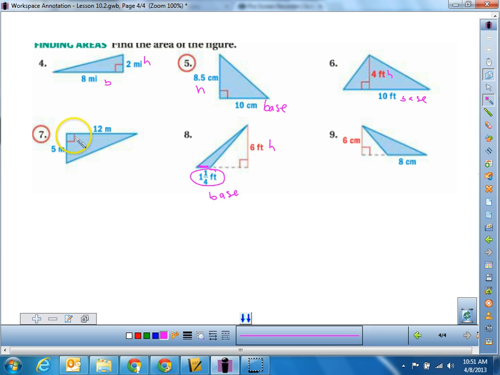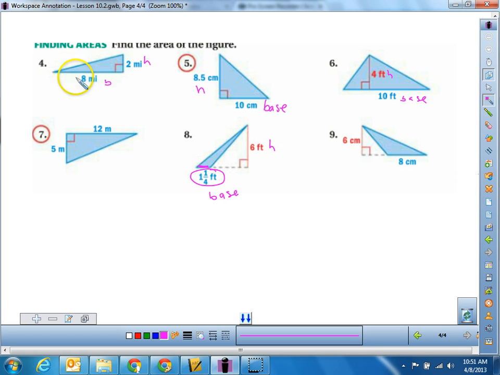Even here, this one's upside down. The base would be here. The height would be here. Or it's a right triangle. You could say this is the base, this is the height. Here's our base. Here's our height. So let's go ahead and we'll do these first top 3 together, and you're going to do these bottom 3 on your own.